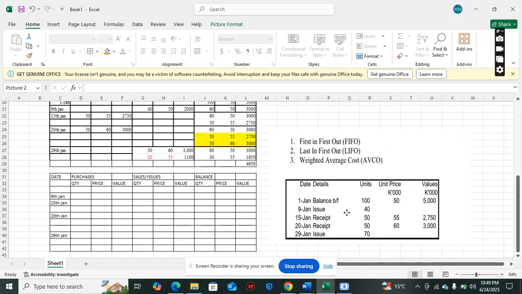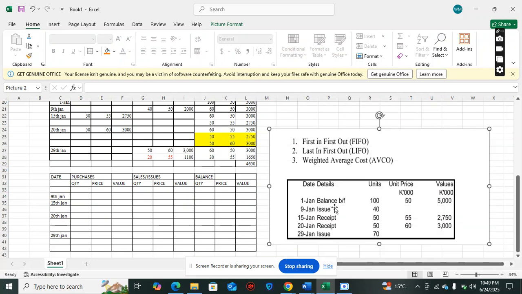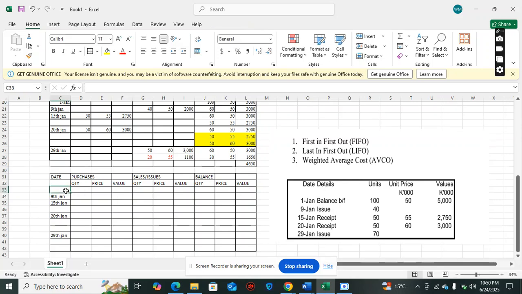Okay, so we start with the average costing method. So opening balance 1st January still stays the same, 100 units. Valued at 50 kwacha per unit. Which is 5,000.